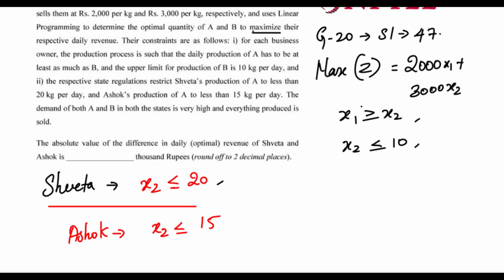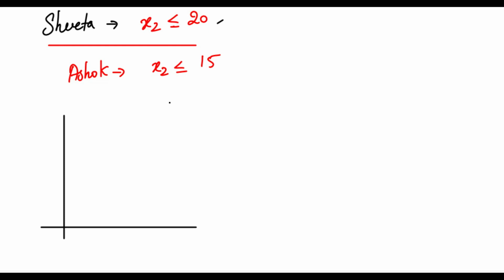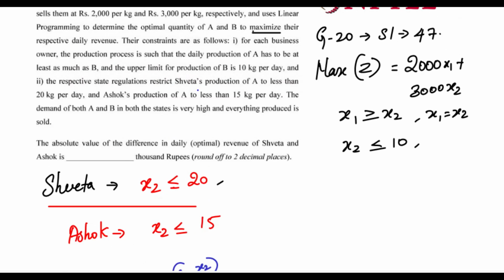The first constraint is what? x1 should be greater than or equal to x2. So it can be modified as x1 equal to x2. So obviously whatever the value, it should be the same. First constraint, so let me write it as x1 equal to x2. So this equation will give you a linear straight line.